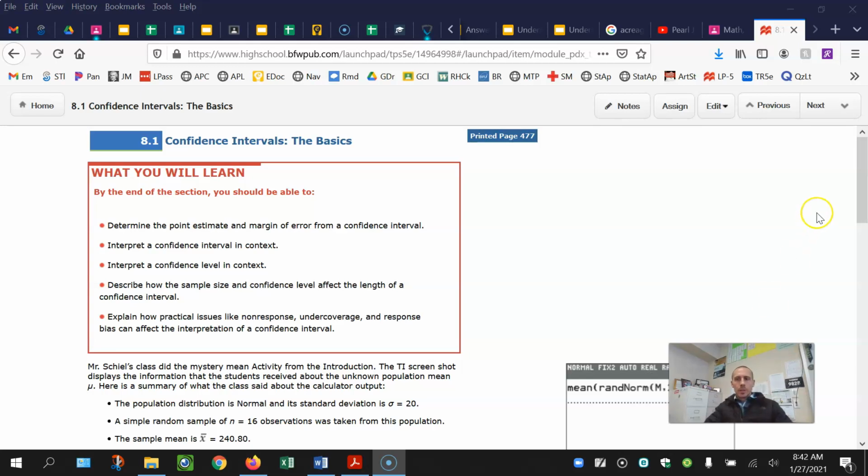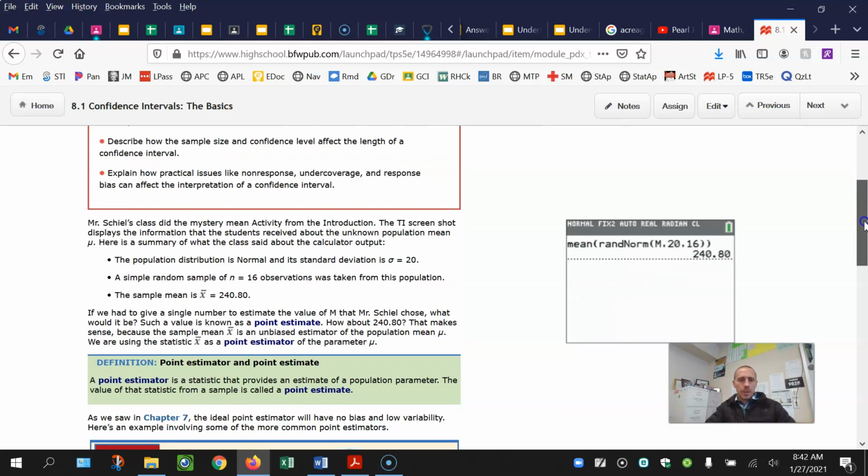Okay, welcome to Unit 8, which is going to cover a couple different chapters, some of Chapter 8, some of Chapter 9, and some of Chapter 10. We begin in Section 8.1, where we're going to be constructing confidence intervals and interpreting them and interpreting the confidence level. We'll talk about sample size, how that affects the length of the interval, and then we'll get into non-response, undercoverage, and response bias a little bit.